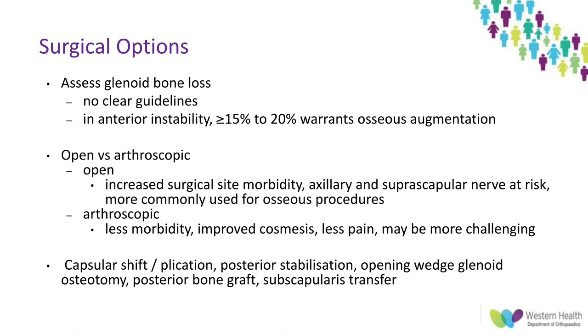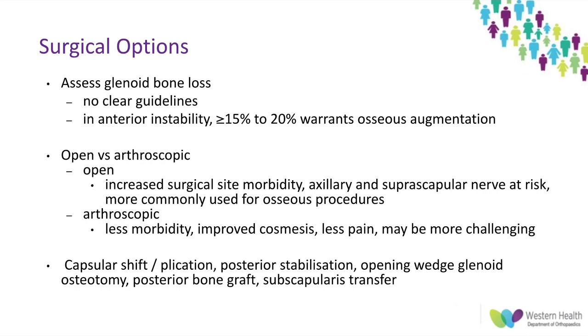Your procedures can be done open or arthroscopically. In the case of an open procedure, there's an increased surgical site morbidity. The axillary and suprascapular nerve are at risk in your dissection, and the procedure being done openly is more common when you're doing an osseous procedure.